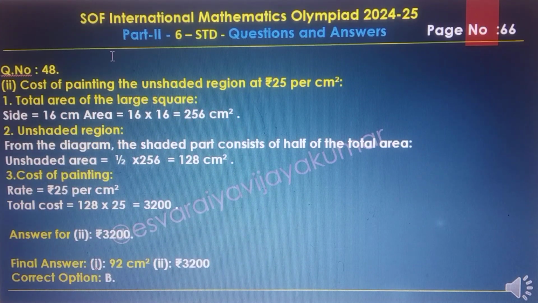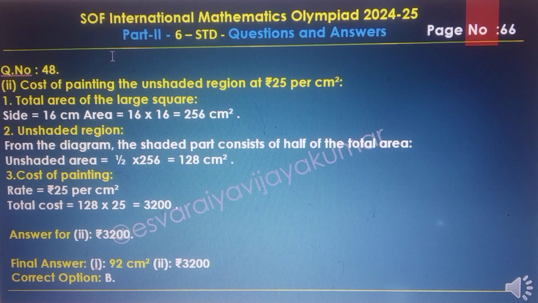And the cost of painting the unshaded region is rupees 25 per centimeter square. The side is 16 centimeter. The total area of the large square is 16 into 16, 256 centimeter square. From the diagram, the shaded part consists of half of the total area. So 1 by 2 into 256, we are getting 128 centimeter square.